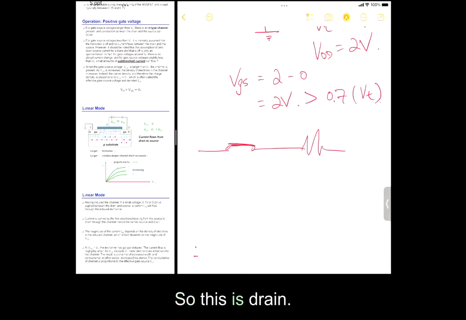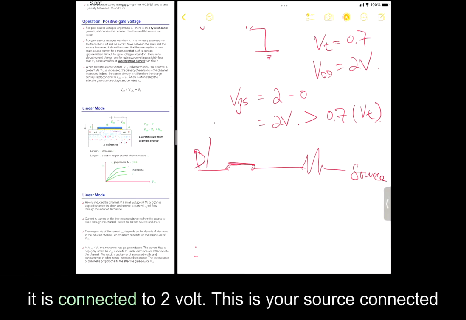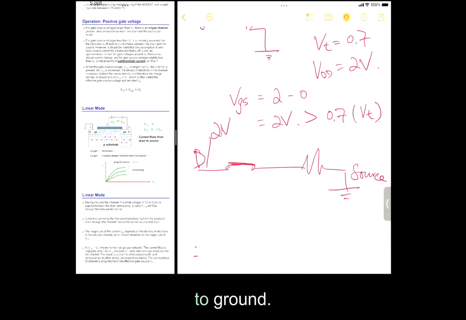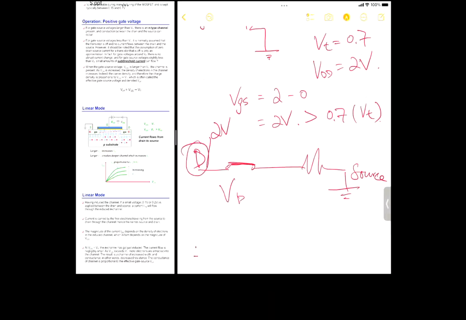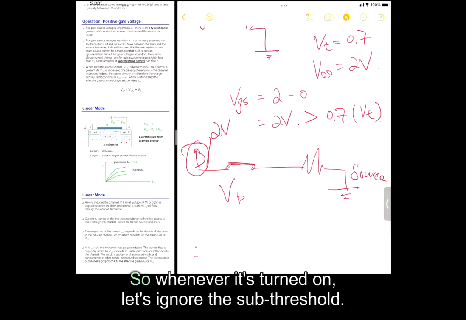So this is drain, this is your source. You have a closed switch. And right now, since this is the drain, it is connected to 2 volt. This is source connected to ground, right? And this voltage VD will be discharged. Oh, I haven't defined it yet. So whenever it's turned on, let's ignore the subthreshold.